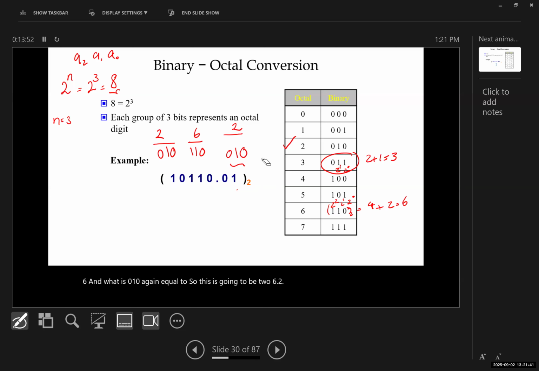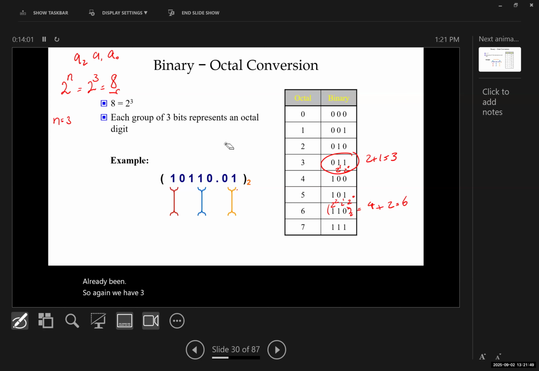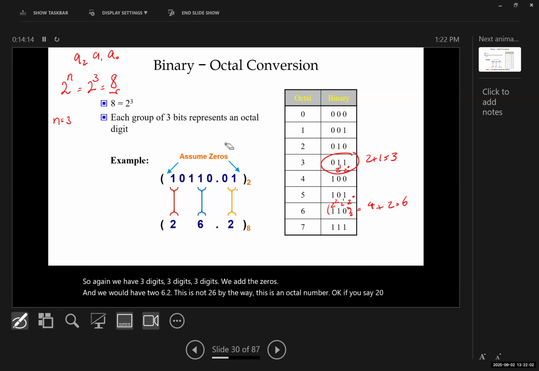Just going to erase this because I've already been done. So again, we have 3 digits, 3 digits, 3 digits. We add the zeros, and we would have 26.2. This is not 26, by the way. This is an octal number, okay? If you say 26, you're going to confuse it with a decimal number. This is 26.2 in the base of 8, okay?